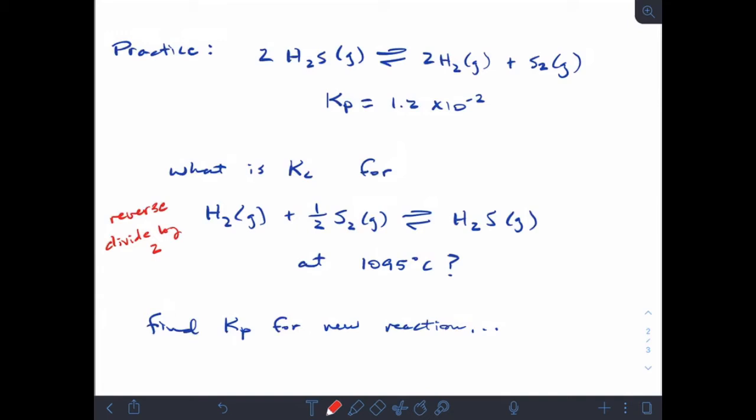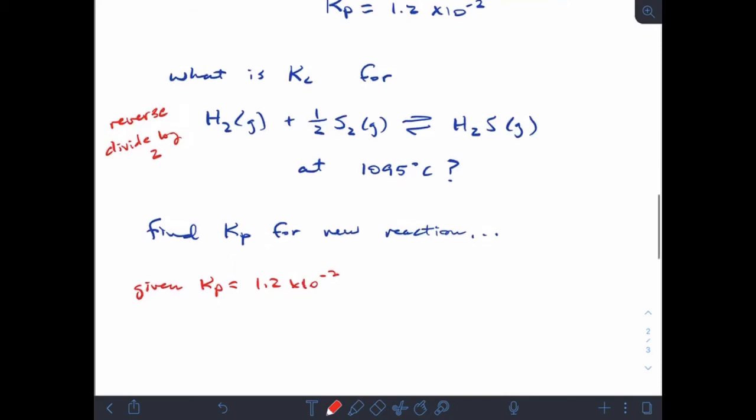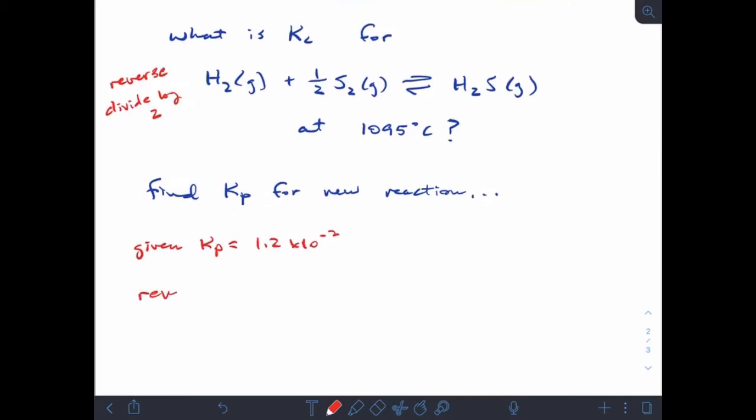If I reverse the equation, I take the inverse of K. And if I divide by 2, then I take the square root of K. Okay? So our given value of Kp is 1.2 times 10 to the minus 2, right? So if I reverse the equation, then I invert K, right? So that value comes out to be 83.3.